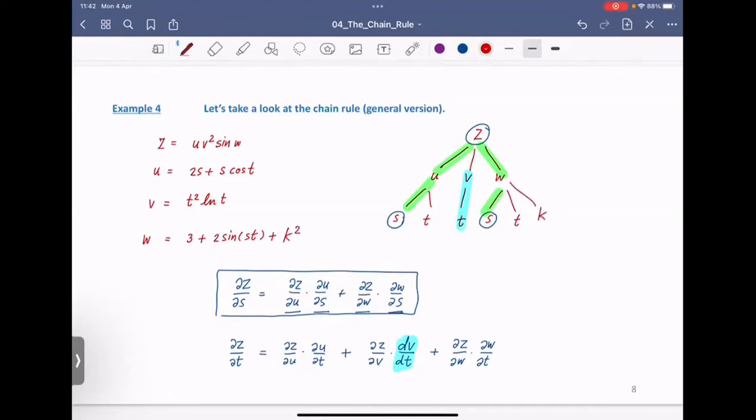Who cares about k, right? We do not care about k, so just keep it there, right? Because we differentiate with respect to s and differentiate with respect to t. Sounds good? All right. Anyone have any questions on this?